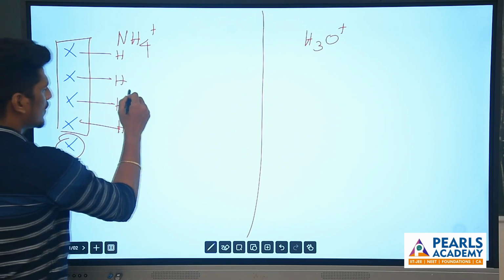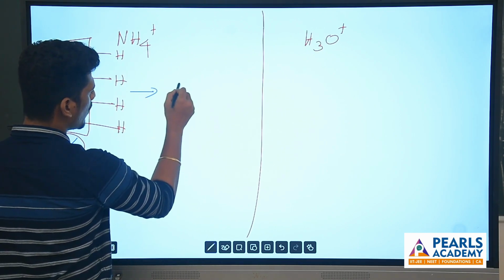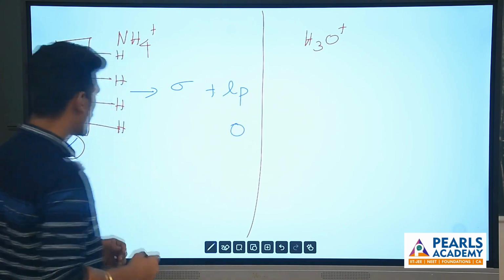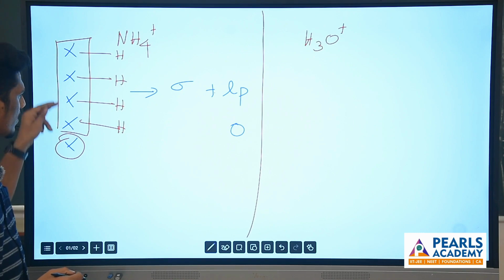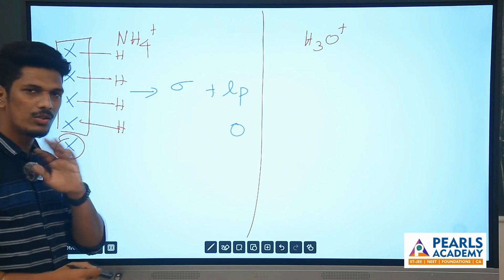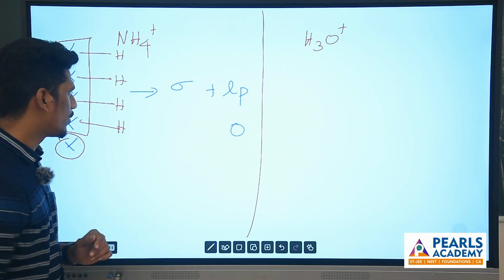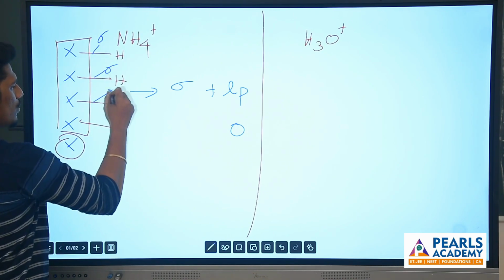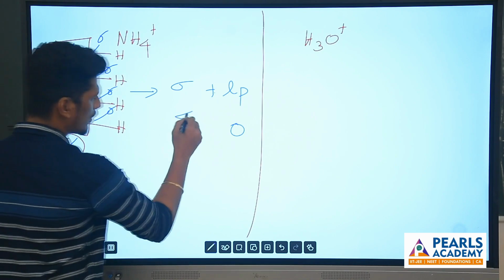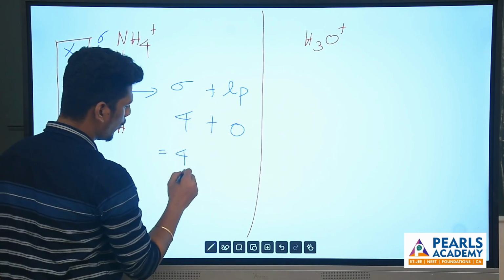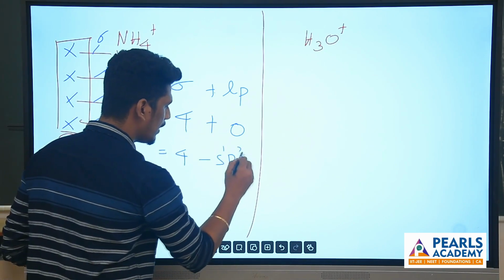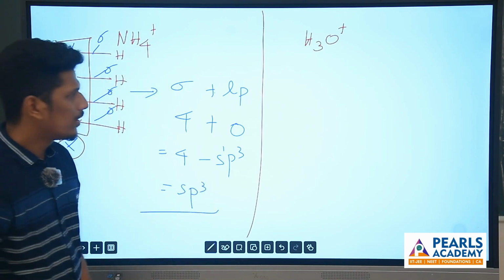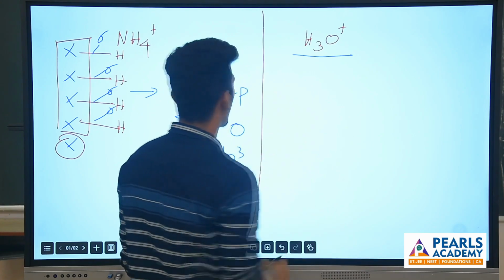Okay, so I am going to calculate the number of sigma bonds and lone pairs. Lone pair is 0, because I have only 4 electrons and all 4 were bonded, so no more electrons. And how many sigma bonds are there? As we see here, this one, this one, this one, this one. So 4 sigma bonds. So 4 plus 0 is 4. 4 means S1 P3, which is nothing but sp3 hybridization. That's it. Now we will see H3O plus.